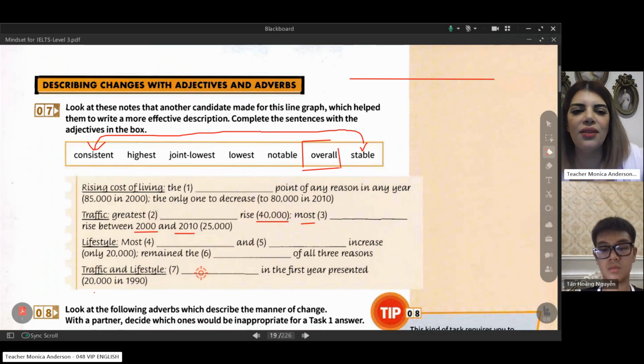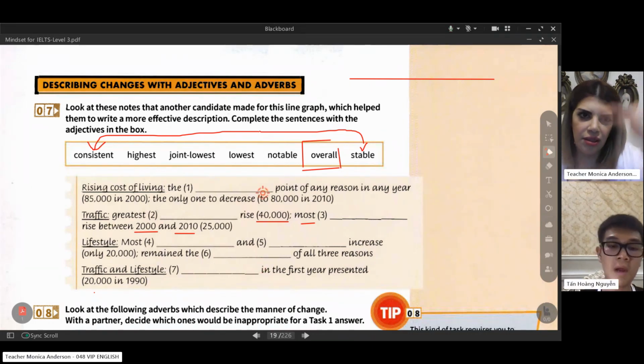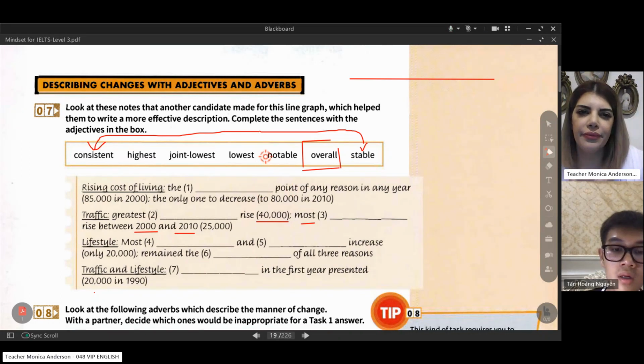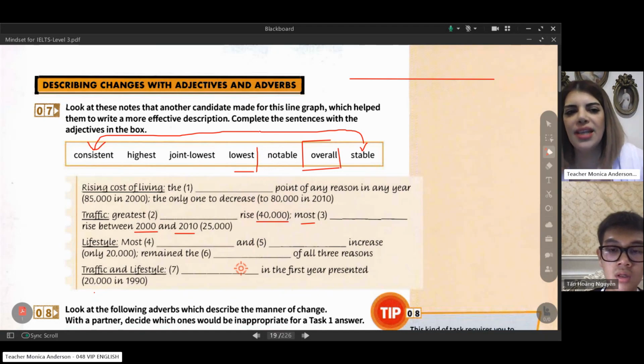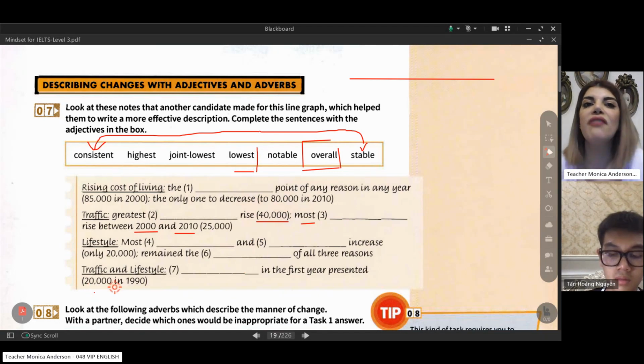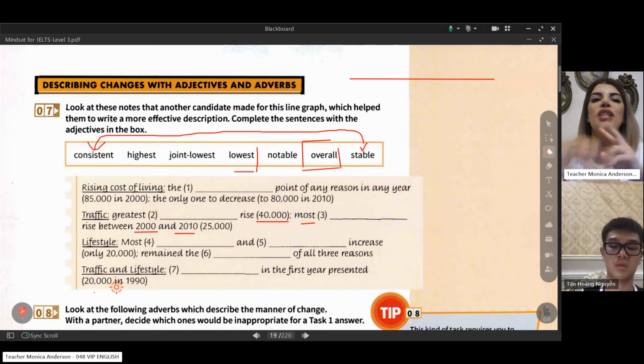Increase, only 20,000. Remained the lowest of all three reasons. And traffic and lifestyle is something shared between two, so joint.